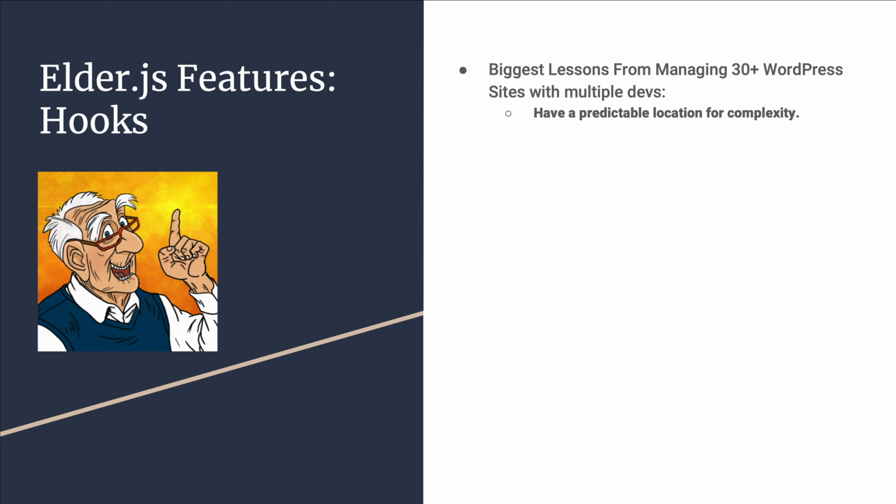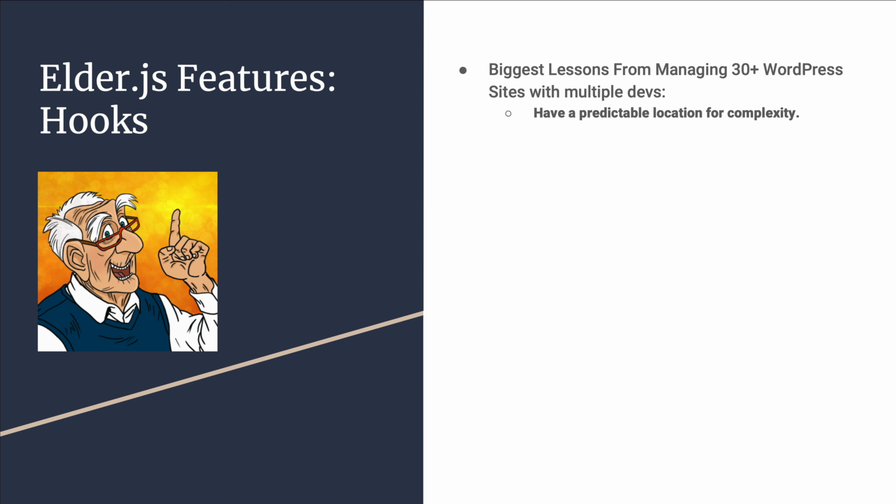Basically, before Broadband Now, my company managed 30 plus SEO websites, and we had multiple developers. And the biggest lesson I had across that was to have a predictable location for complexity. WordPress is great until it isn't. And what we found is if we used WordPress hooks to manage all of the customizations to the site and then use the same template on every site, we could share a handful of developers across many different sites. And that really allowed us to bootstrap our company and not have to take on funding.